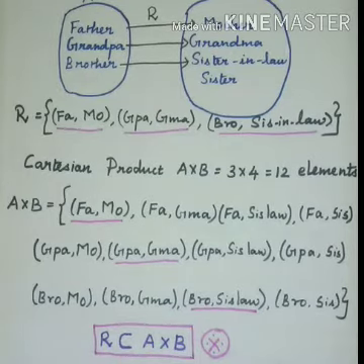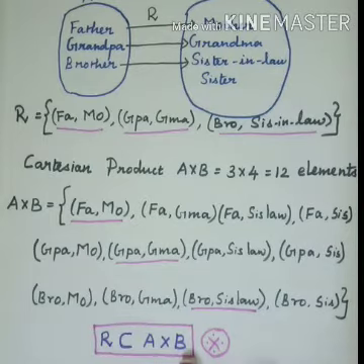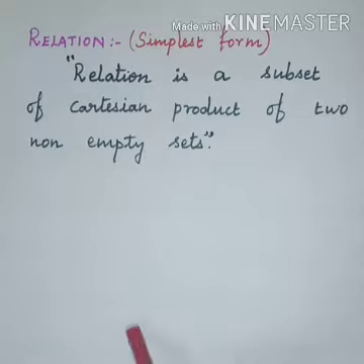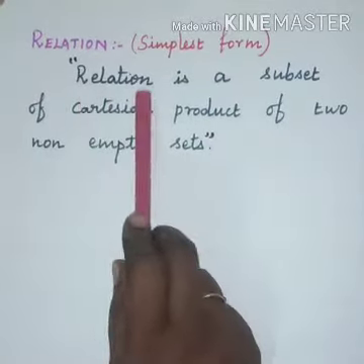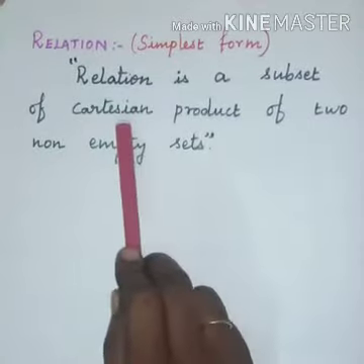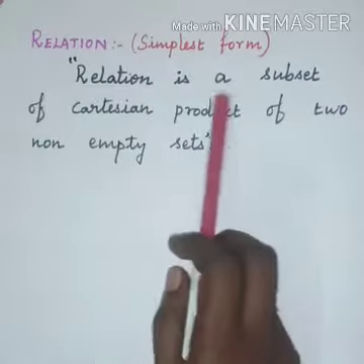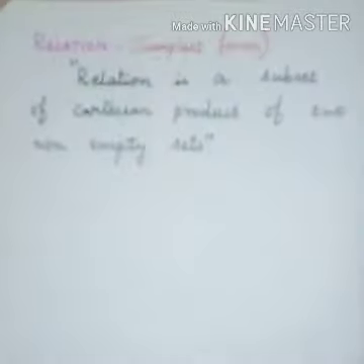This is what I am trying to say to you, children. The relation R is a subset of Cartesian product A cross B. Therefore, the simplest form of definition of relation is: a relation is a subset of the Cartesian product of two non-empty sets.